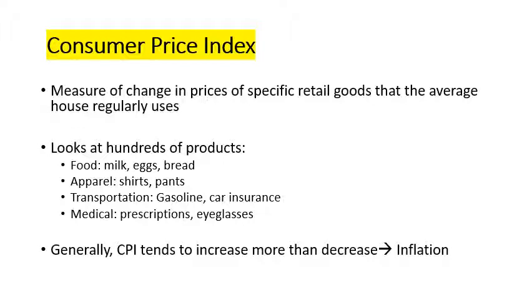Okay, it's going to look at hundreds of different products across lots of different categories, like food. Okay, so maybe people are going out and they're measuring how much milk costs, or eggs, or bread, and then they're going to compare that to what those same products cost maybe a month ago or maybe 6 months ago to come up with changes in the consumer price index. Okay, they look at apparel, they look at transportation, they look at medical. Okay, so there are some examples listed on this slide that you can look at. Okay, generally the consumer price index, or the CPI, is going to increase more often than it's going to decrease. The reason for that goes back to the concept of inflation. Over time, things tend to get more expensive.